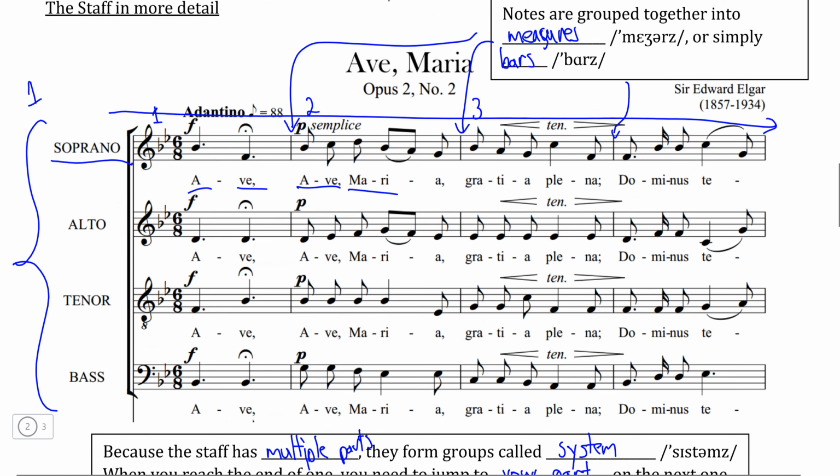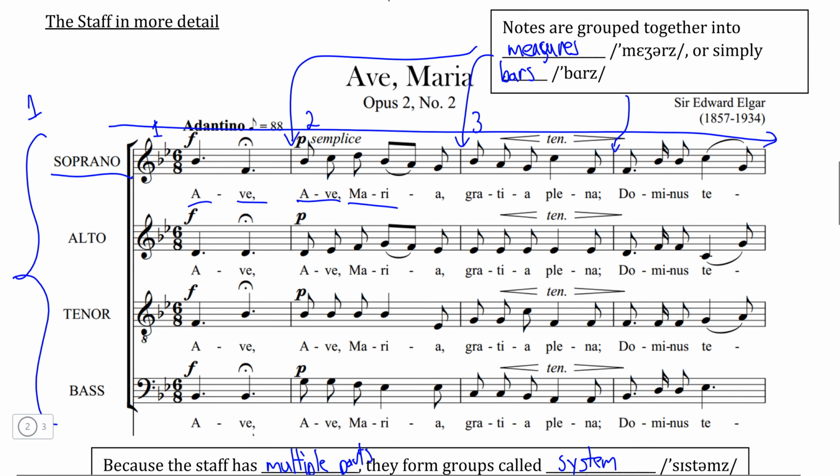In the next series of videos, we're going to be focused exactly on that, learning how to read the pitch and rhythmic information contained within the notes and rests of the staff.